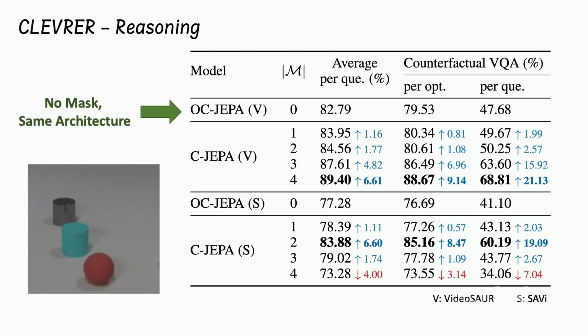This counterfactual question resonates very well with our original motivation, because the counterfactual is asking something like, what if this object doesn't exist? What if this object exists? So you have to understand how the objects interact with each other.